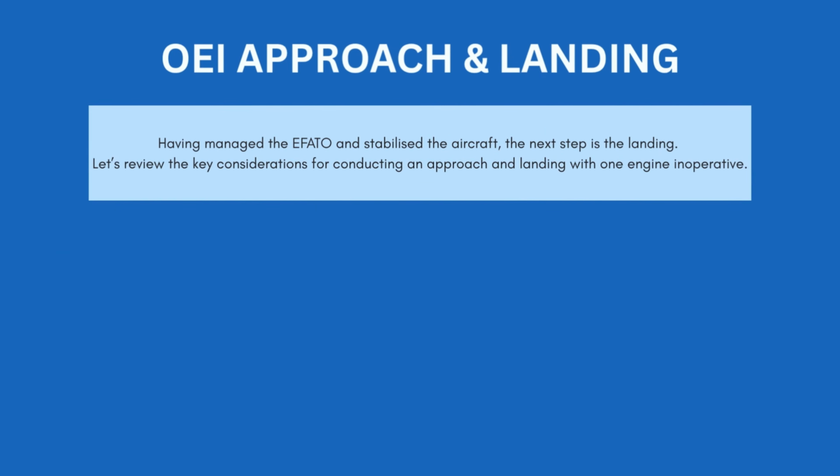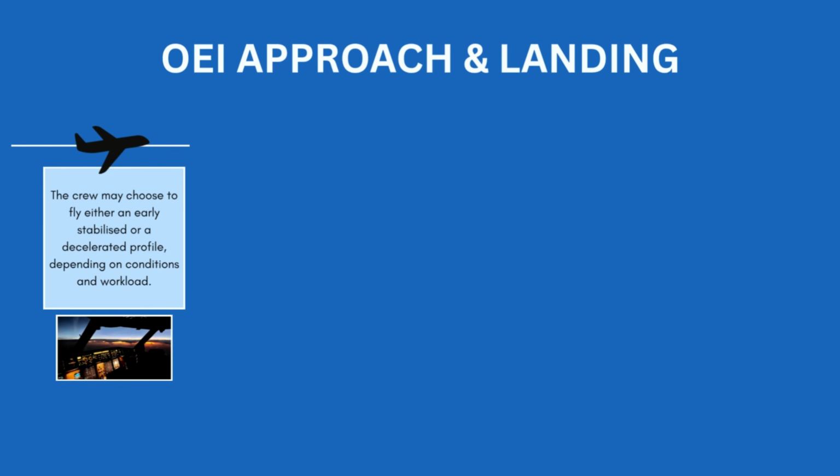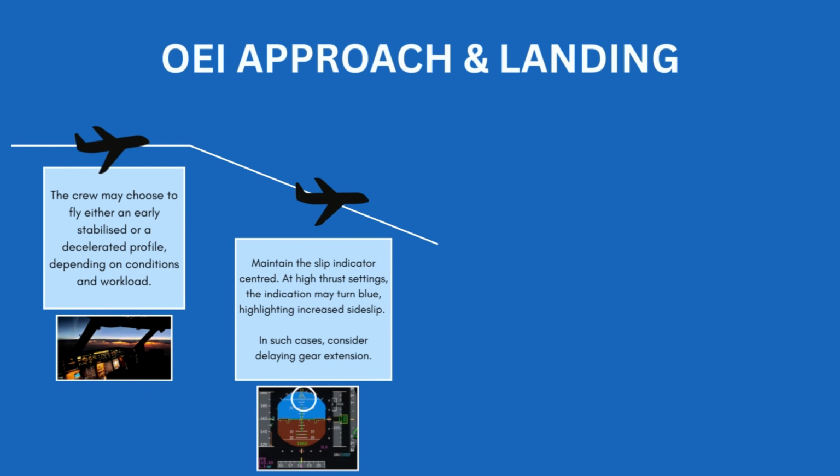Having managed the EFATO and stabilized the aircraft, the next step is the landing. Let's review the key considerations for conducting an approach and landing with one engine inoperative. The crew may choose to fly either an early stabilized or a decelerated profile, depending on conditions and workload. Maintain the slip indicator centered. At high thrust settings, the indication may turn blue, highlighting increased side slip. In such cases, consider delaying gear extension.